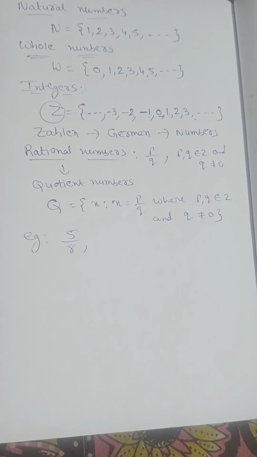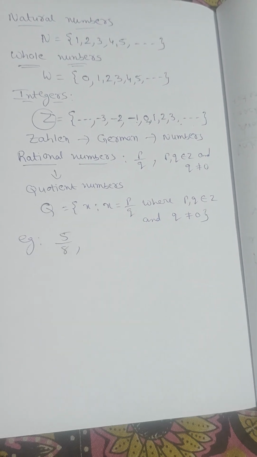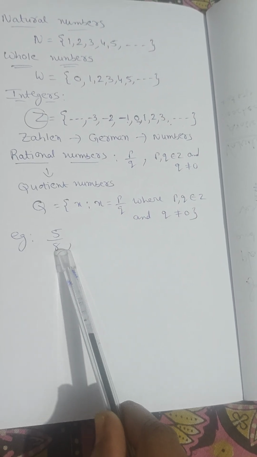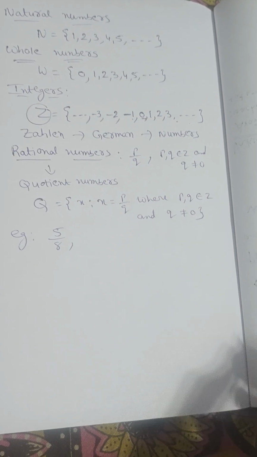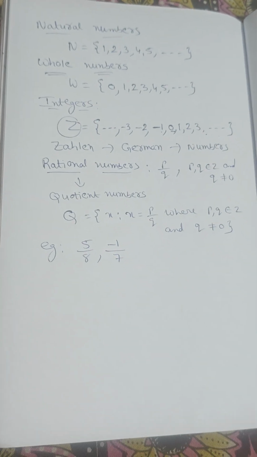P and q are integers. What is the condition? P and q should be integers. Yes, both are integers, and q not equal to 0. That means the denominator is not equal to 0. Next, minus 1 by 7. This is also a rational number.